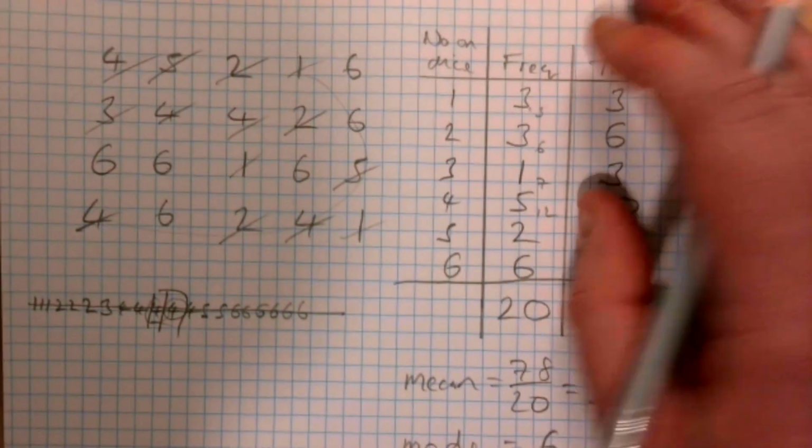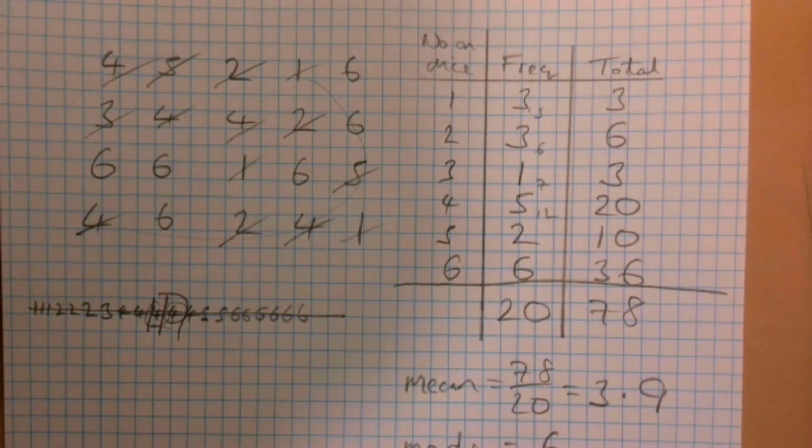So that's working out the mean, mode, median and range from a frequency table.